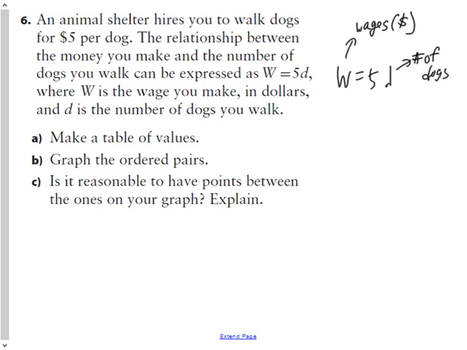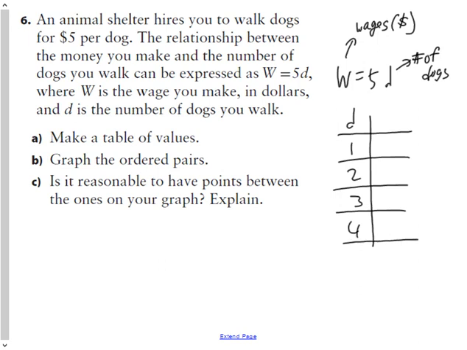Right? Because if we walk 2 dogs, of course, we'd multiply that by 5 to get how much dollars you make. Make a table of values. So here I have to decide which one's going to be my D and which one's going to be my W. I'm going to make this my D because I want 1 dog, 2 dogs, 3 dogs, and 4 dogs. And anytime you can have a 1, 2, 3, 4, that's what you should make for your X column. And your W will be $5, $10, $15, and $20. This, of course, is the number of dogs, and this is the wages represented with dollars.